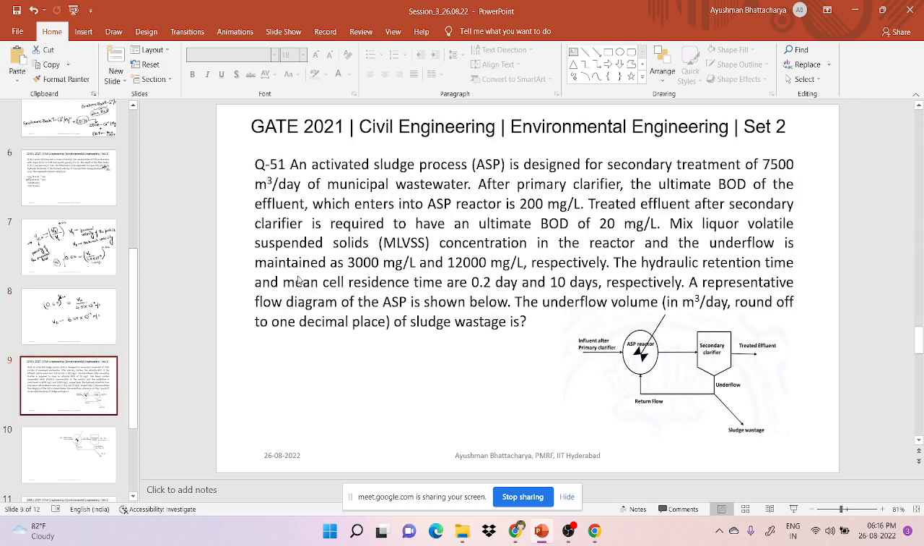So coming to the next question: an activated sludge process is designed for secondary treatment of 7500 meter cube per day of municipal wastewater. After the primary clarifier, the ultimate BOD of the effluent which enters the ASP is 200 mg per liter. The treated effluent after the secondary clarifier is required to have an ultimate BOD of 20 mg per liter. Mixed liquor volatile suspended solid concentration in the reactor and the underflow is maintained at 3000 milligram per liter and 12000 milligram per liter respectively. The hydraulic retention time and mean cell residence time are 0.2 per day and 10 days respectively. A representative flow diagram of ASP is shown below. The underflow volume of the sludge wastage is asked.